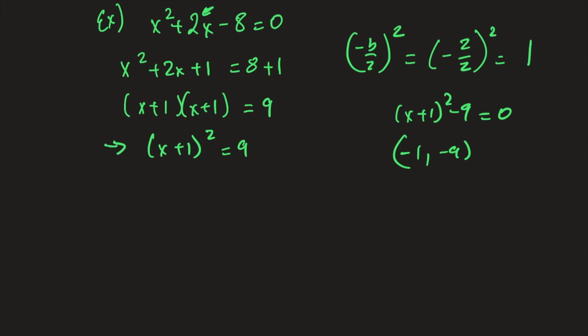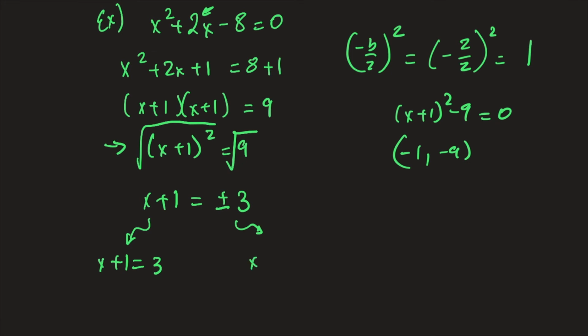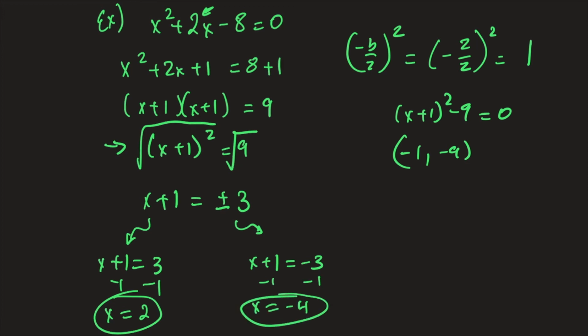If I solve for x from this point on, I can get my x-intercepts, which means I'm going to square root both sides. I have x plus 1 on the left, and on the right side I have plus and minus 3, and I have two answers now. I have one, x plus 1 equals positive 3, and the other one, x plus 1 equals negative 3. If I solve for x, I have x equals 2, and the other one, x equals negative 4. Now you know your x-intercepts, and you know your vertex. Now you have a pretty good idea of what the graph is going to look like.